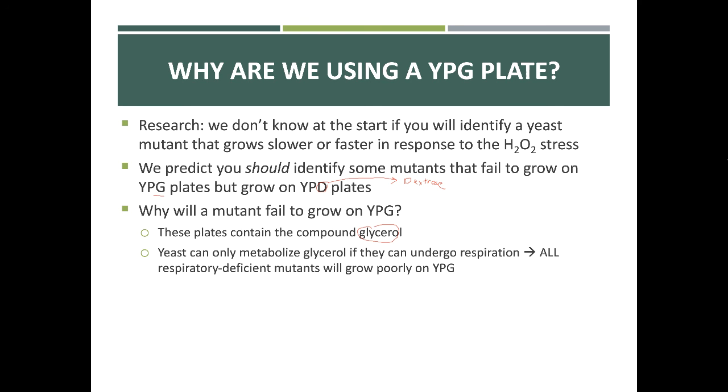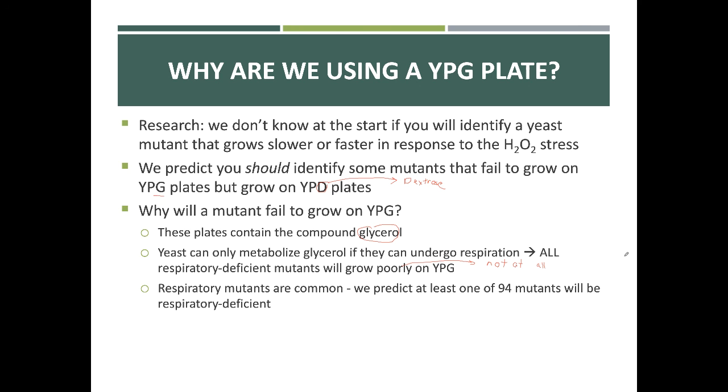All respiratory deficient mutants will grow poorly on YPG. And when we say poorly, we mean not at all. If you can't respire, you cannot use glycerol. These mutations are somewhat common. Of the mutants that you'll be looking at, some of them will be respiratory deficient.